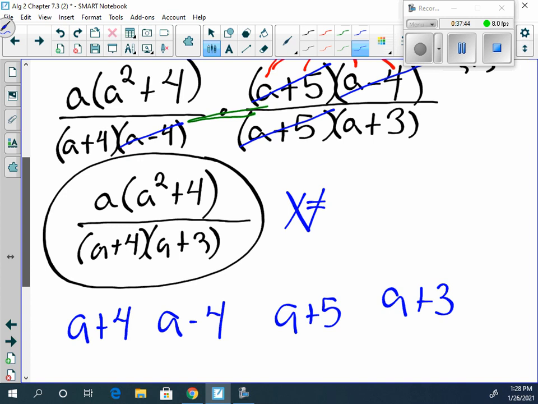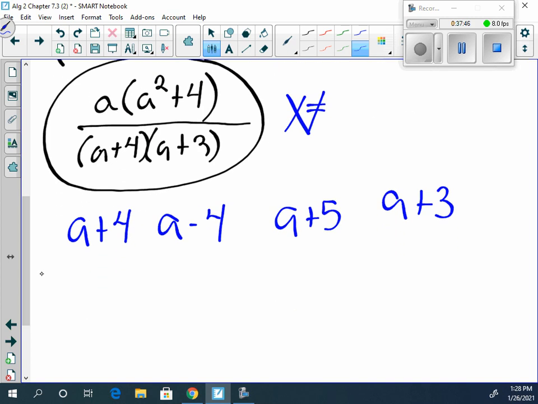Now, out of these 3 on the homework, it's really going to ask us for only what? A minus 4 and a plus 5, because those are the only 2 that are not listed that simplified out that are still not left in the answer. Because a plus 4 and a plus 3 still show up in the denominator of the answer.